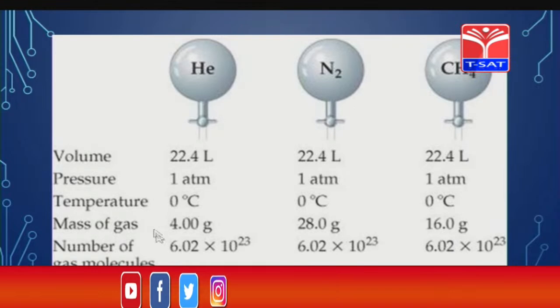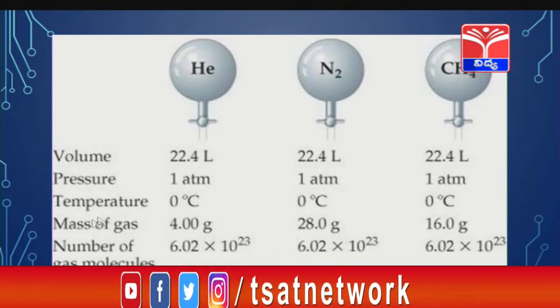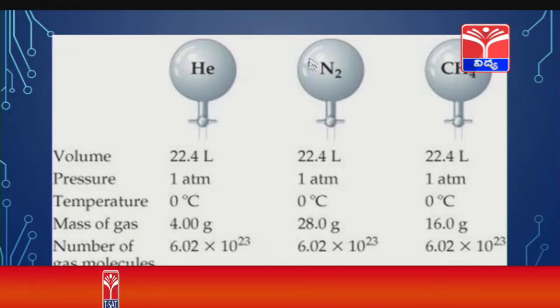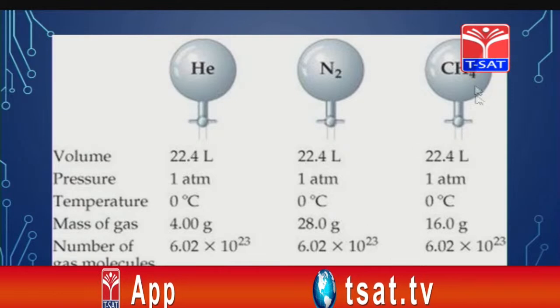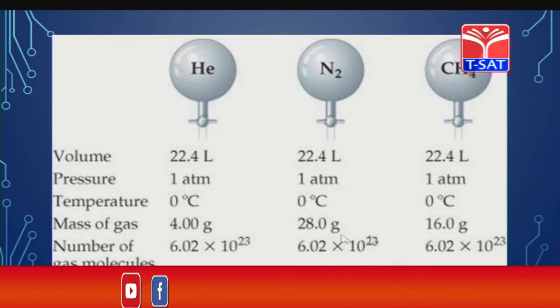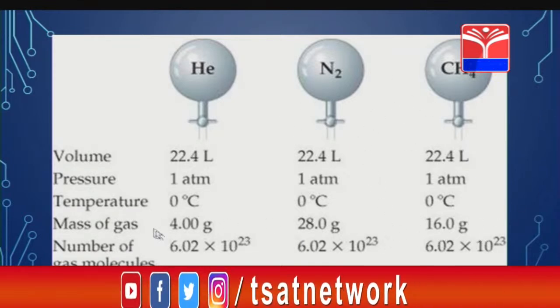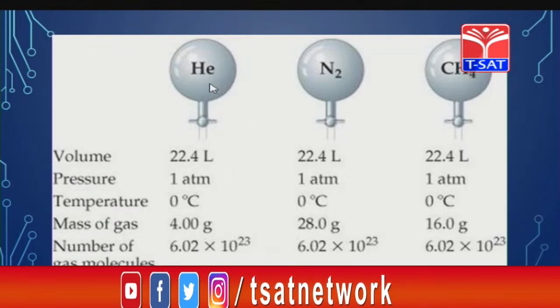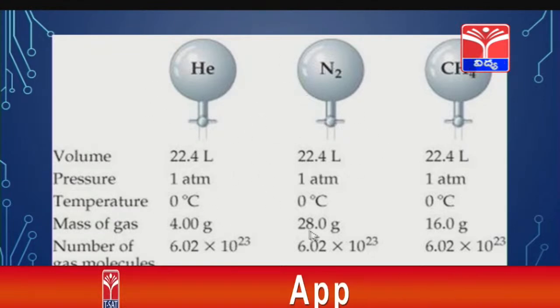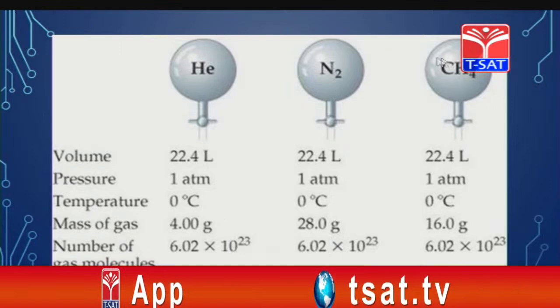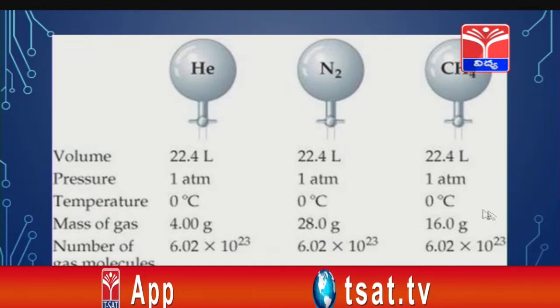Now consider the mass. Here the mass of 1 mole of helium gas is equal to 4 grams, 1 mole of nitrogen gas is equal to 28 grams, and 1 mole of methane gas is equal to 16 grams. This is the molar mass of these particular gases. I hope you have understood, children.